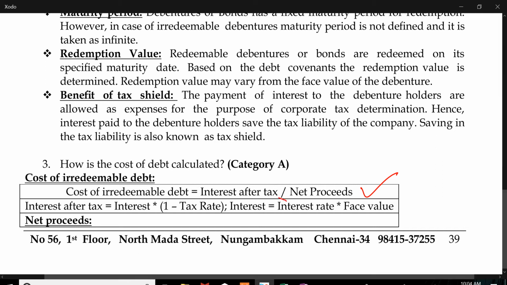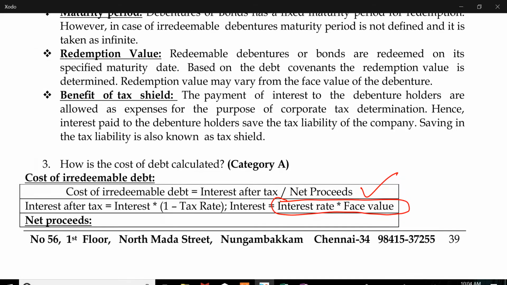Be very careful, interest is on face value, not on the issue price. Your interest is always calculated on the face value. If the problem does not give you face value, you can assume 10, 100, 1,000, your wish. One number you assume and go ahead. That hardly matters, but you will assume one number and then proceed.